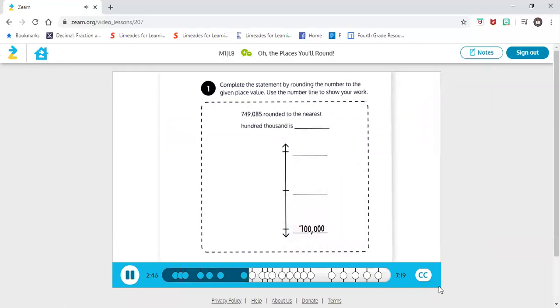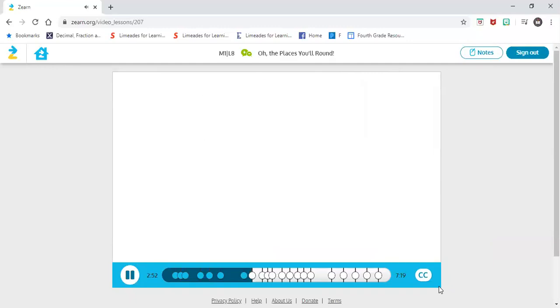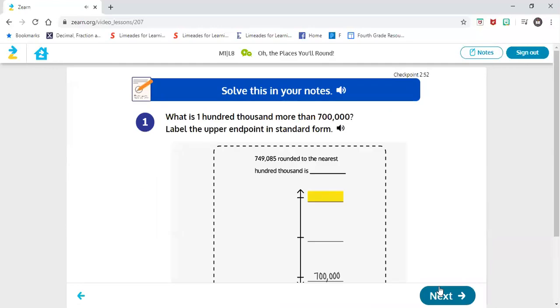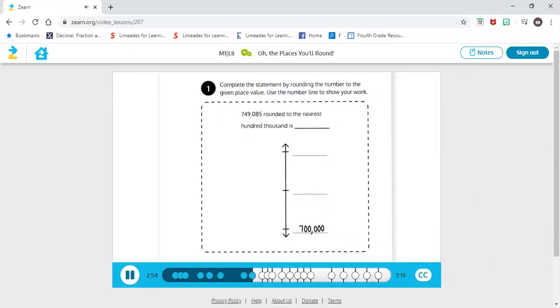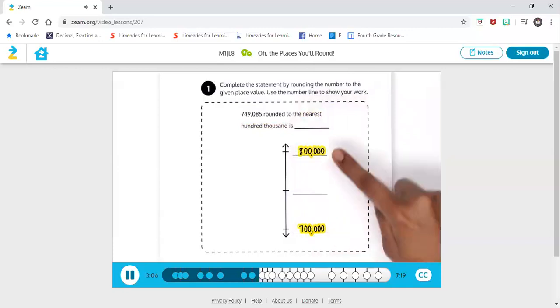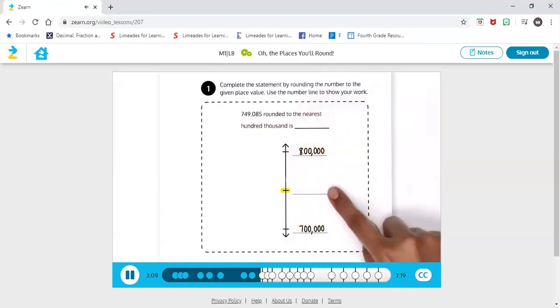What's one more 100,000? That's our upper endpoint. Write that here in standard form. Okay, so we're going to find our top number, which is 100,000 more than 700,000. So what's 7 plus 1? All right, let's write that there. One more 100,000 is 800,000. Notice that both our endpoints are 100,000s because we're rounding to the nearest 100,000. What's halfway between 700,000 and 800,000? Label the midpoint here.